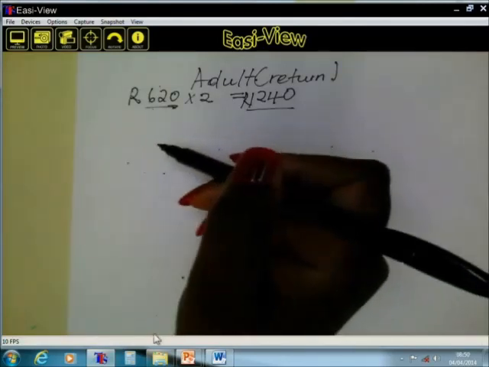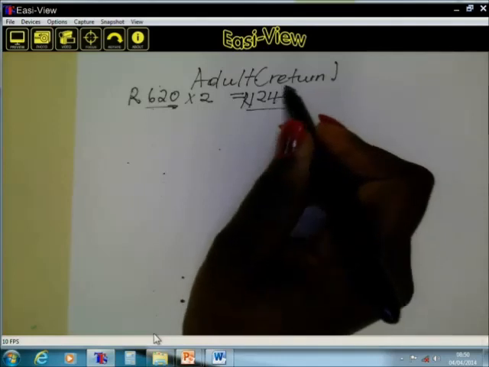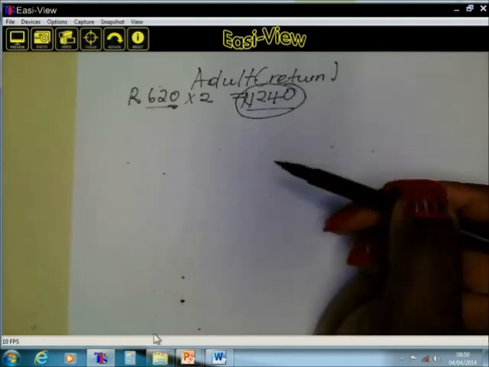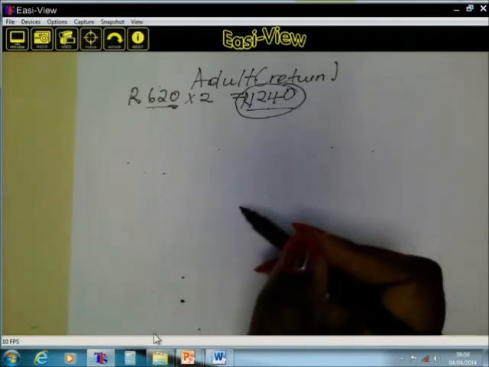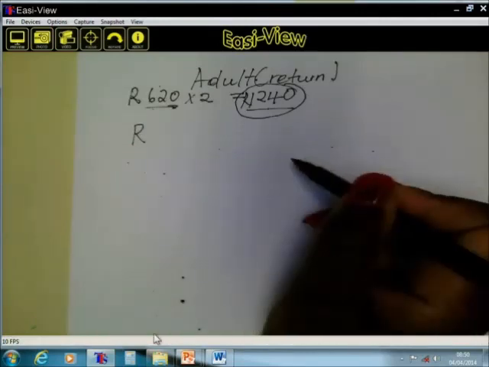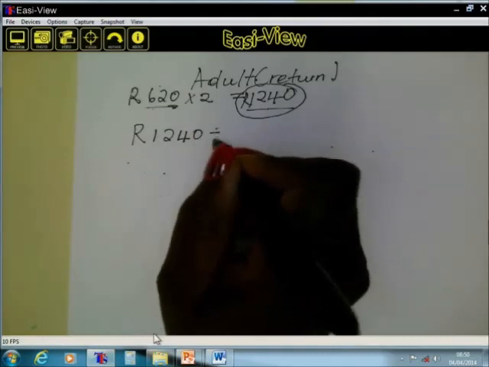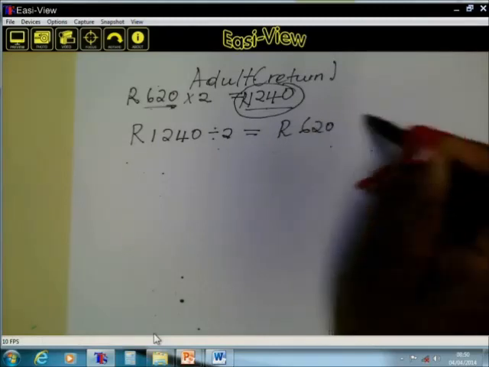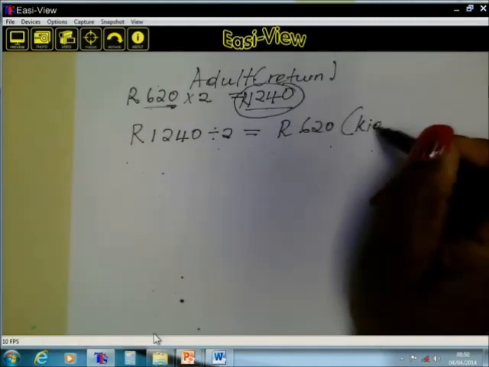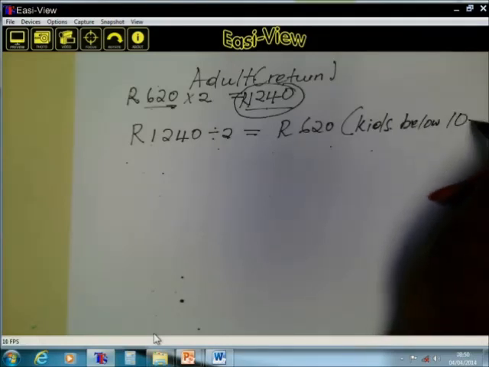And for kids, remember it is said here, for kids is the half price. So to make life easier, you already counted the return amount for adults. So half of adults is for kids below 10 years. So you'll do the reverse of multiplication, which is 1,240 divided by 2. It will take us back to 620. This will be for kids below 10 years.